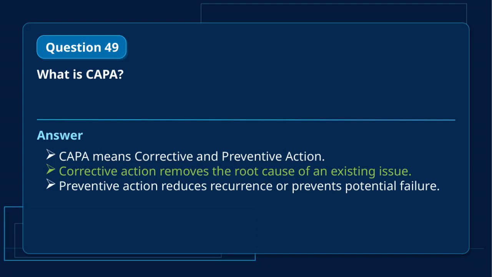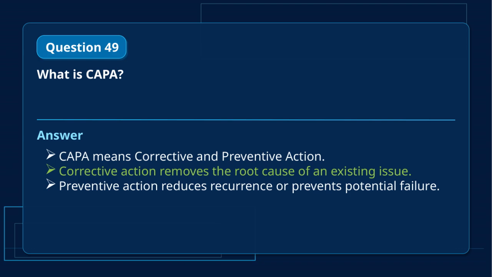Let's talk about CAPA, which stands for Corrective and Preventive Action. Corrective action is all about identifying and eliminating the root cause of a problem that has already occurred. It's a way to fix issues so they don't happen again. On the other hand, preventive action focuses on reducing the chances of a problem recurring or even stopping potential problems before they happen.